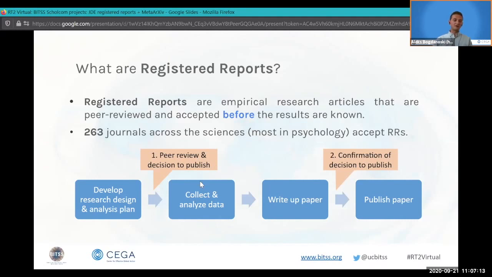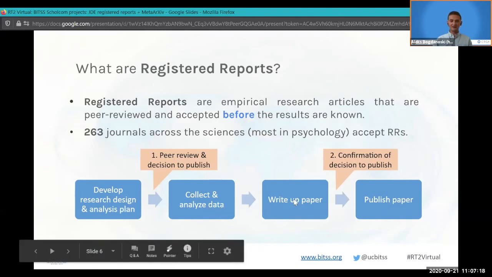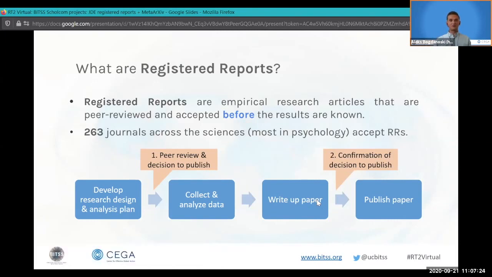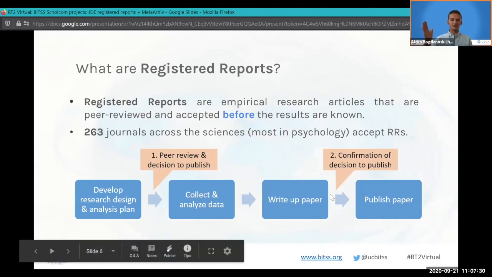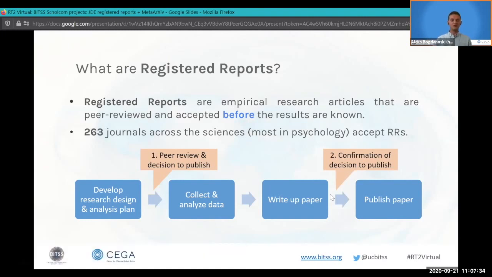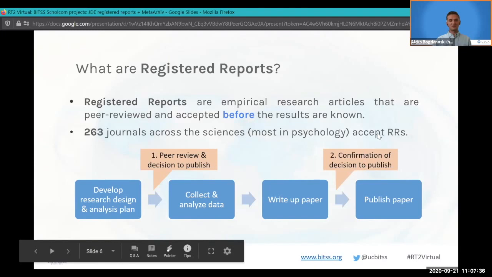So with that in-principle acceptance in hand, the researcher collects and analyzes the data, writes up a paper, and sends it back for another quick round of peer review, which is intended to make sure that the implementation of the project aligns with the research design that was accepted at stage one.